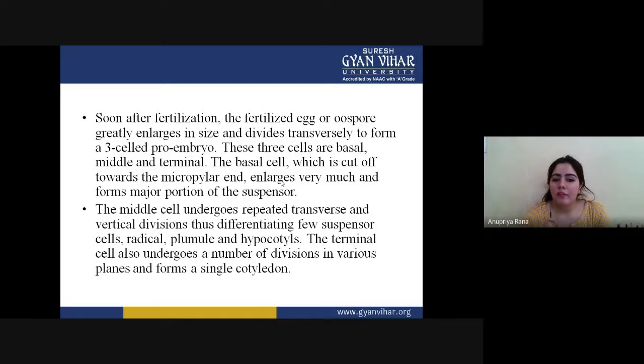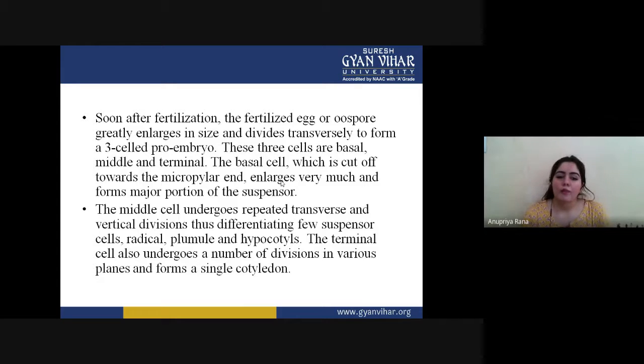So the middle cell forms a few suspensor cells. They form the radicle on the downside. They form the plumule at the top side, and the hypocotyl. You can see the hypocotyl and radicle are not very different. Thus they are differentiated into the hypocotyl, radicle, plumule, and suspensor. So you have to remember these four things that will be developed by the middle cell.